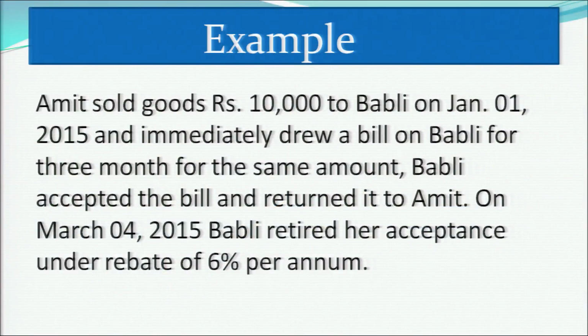Amit sold goods for rupees 10,000 to Bubbly on Jan 1, 2015 and immediately drew a bill on Bubbly for 3 months for the same amount. Bubbly accepted the bill and returned it to Amit. On March 4, 2015, Bubbly retired her acceptance under a rebate of 6% per annum. Here, she is doing the payment before, and we are giving 6% per annum rebate. So we are going to charge for 1 month only.